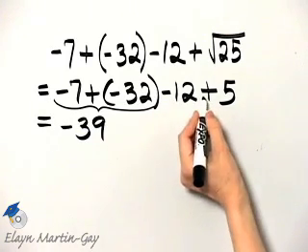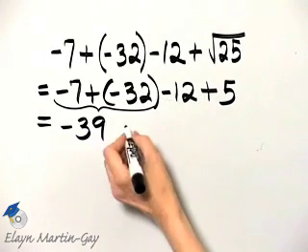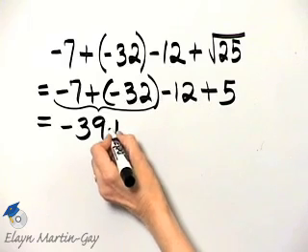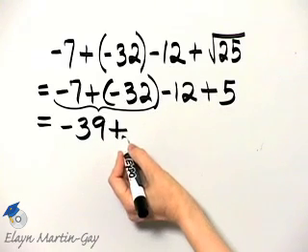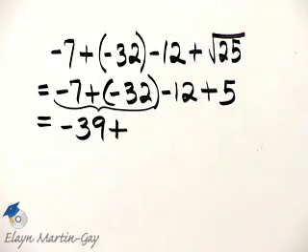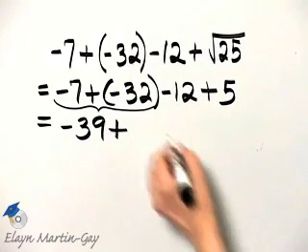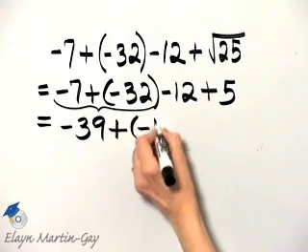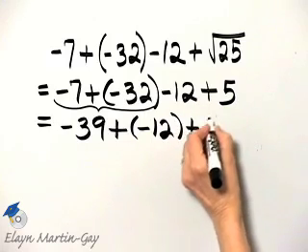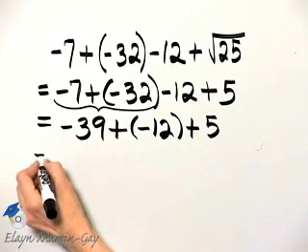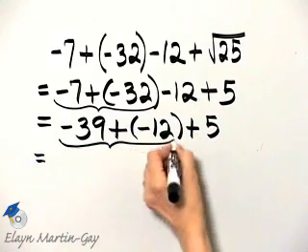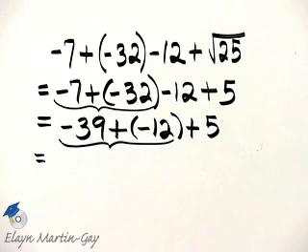Now we subtract next. Let's go ahead and write this as an equivalent addition problem. So it's added to, then the opposite of 12. And what's the opposite of 12? It is negative 12. And then plus 5. And let's continue. We're adding from left to right.